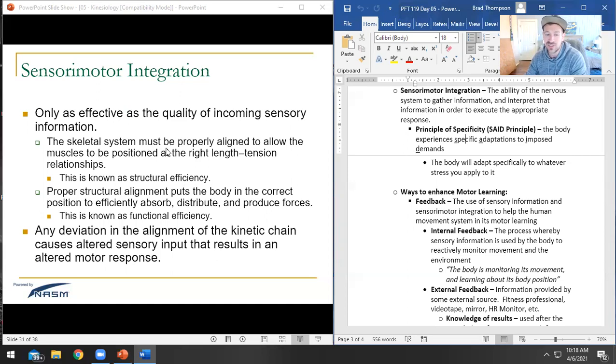Your skeletal system needs to be properly aligned in order for you to use the appropriate length tension relationships and force velocity curves, right? All that information coming in has to be the right type of information. So we need to have good alignment. This is why we stretch before our workouts. It has nothing to do with the warm up.